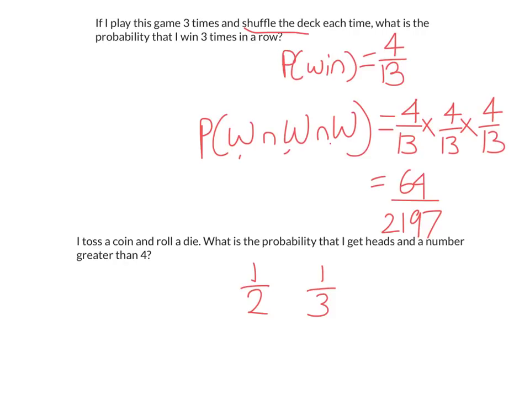So these two events are independent. The outcome of the coin does not at all affect the outcome of the die. So the probability they both happen, that I get heads and a number greater than 4, I just times the probabilities together and get 1 over 6. How easy is that? So independent events there save me some time. I didn't need to draw up a tree diagram or a table to list all the possible outcomes. I could just use the rule for independence.